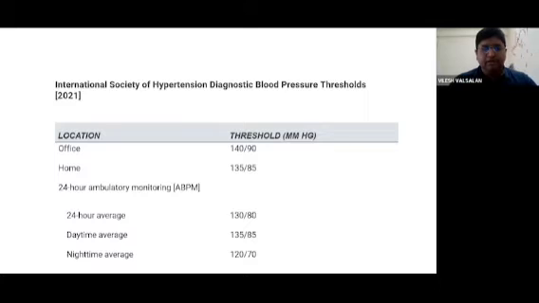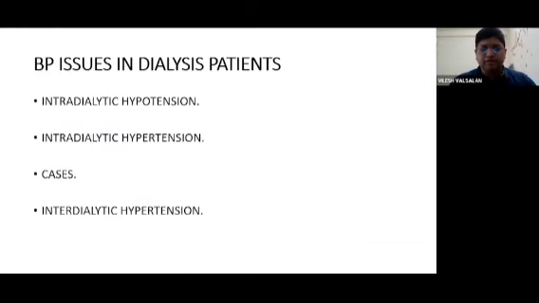So with these readings, we come to today's topic, that is blood pressure fluctuations in dialysis patients, of which I would be talking about intradialytic hypotension, intradialytic hypertension. In between, we would be discussing a couple of cases, and also we will touch upon interdialytic hypertension, that is between the dialysis sessions.